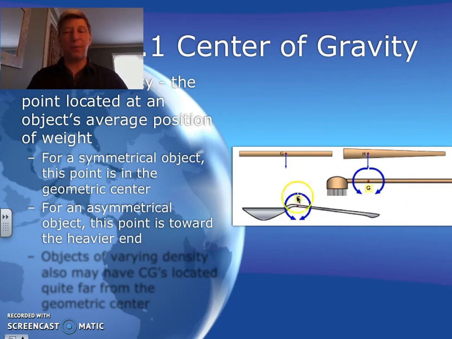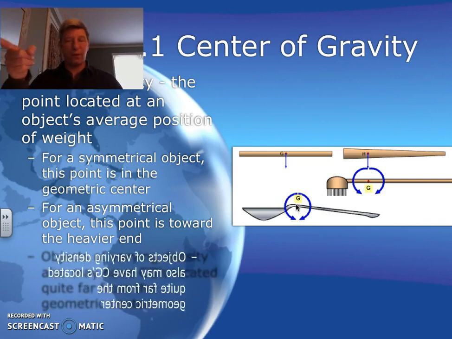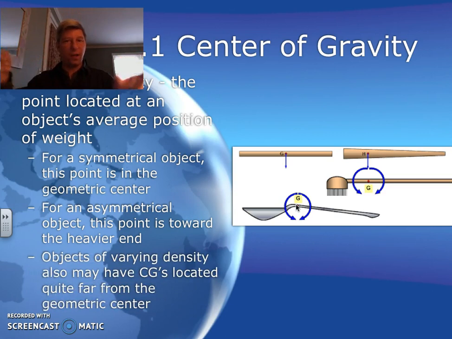Perhaps an object that you would be very familiar with would be a spoon. You ever balance a spoon on your finger? Well, it doesn't balance if you put your finger equidistant from either end. It balances when you put your finger toward the cup portion of the spoon. And so that's where you find the center of gravity for an asymmetrical object. In addition, objects that have varying densities, in other words, objects that are made of two different kinds of materials, may also have centers of gravity that are located far from their actual geometric centers.